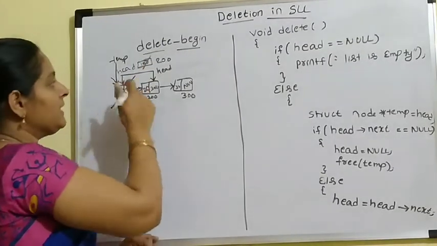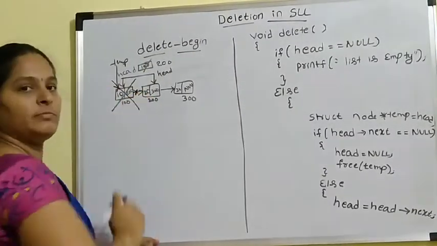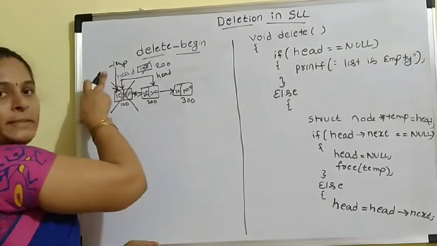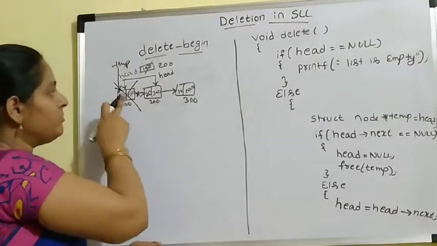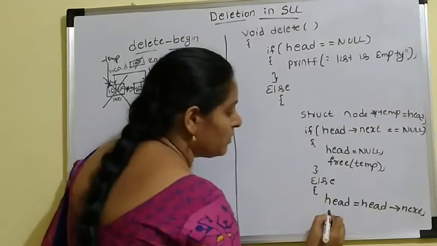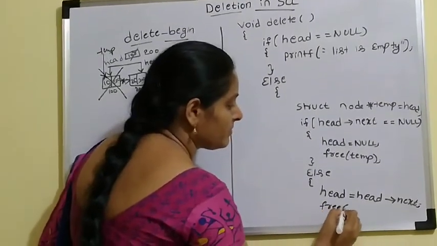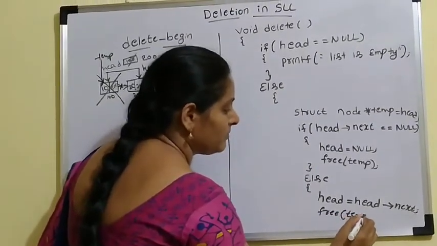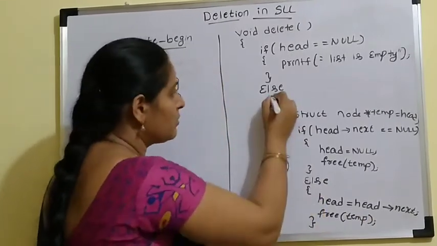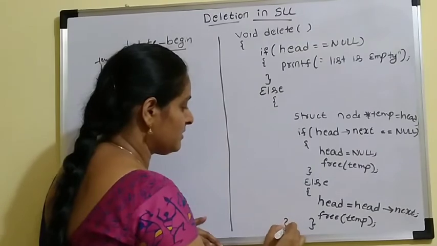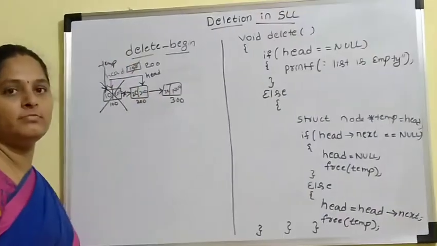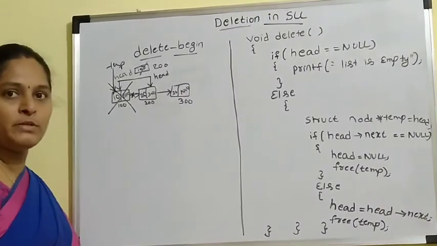So automatically this link will be disconnected. Now to recognize this node, we have used the name temp. With that name, deallocate the memory from that node. So free temp. Else close. Now close this outer else and close the delete begin function. Okay, it's a very simple one.